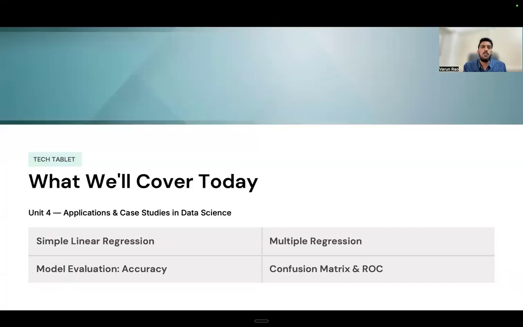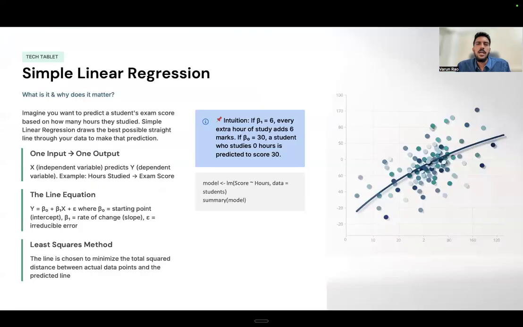Now, going forward, what would we cover today in unit 4? The first part would be to understand simple linear regression. Again, it's not as simple as it sounds, okay? The second one would be to talk about multiple linear regression. The third one would be to talk about model evaluation, which is accuracy, confusion matrix, ROC. There are too many other points that we need to understand, but yes, we'll be talking about the matrix in today's class.